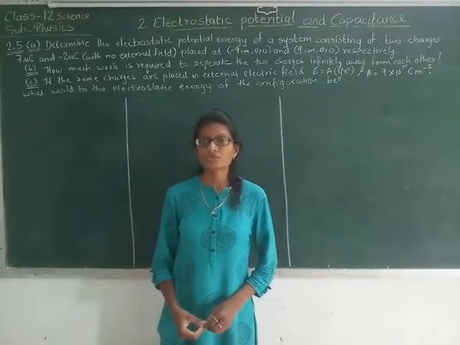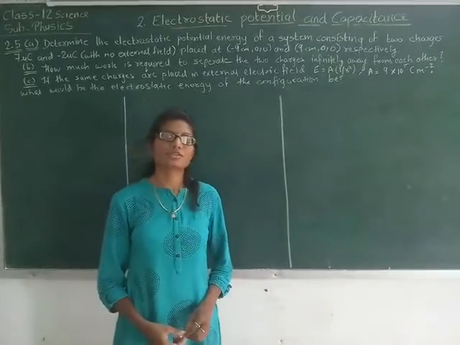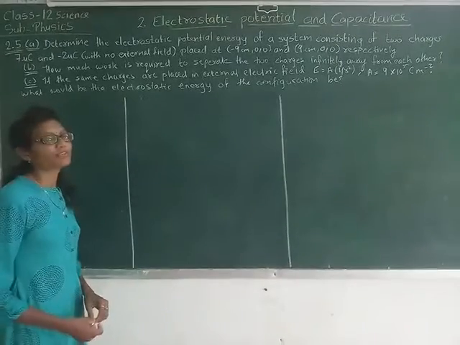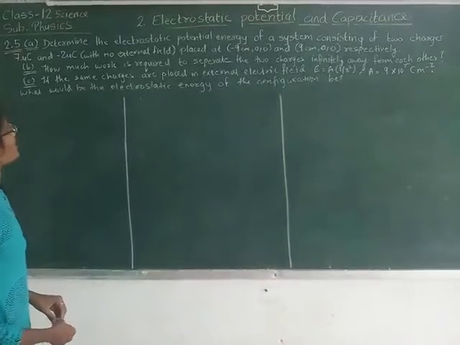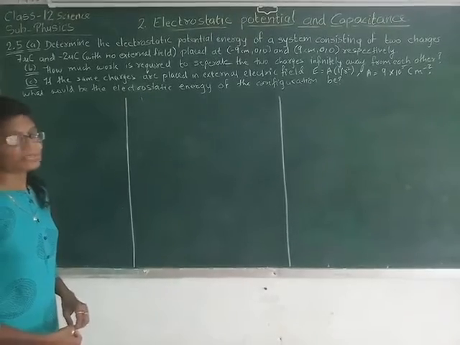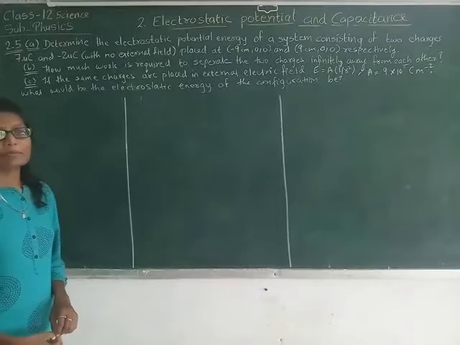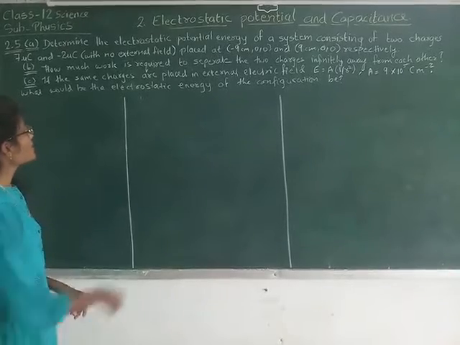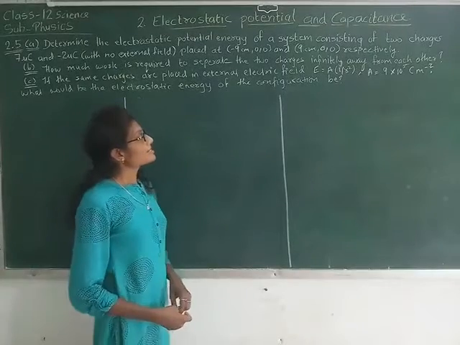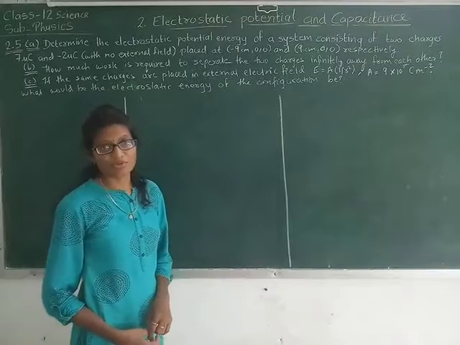In this video we are going to solve a textbook illustration of chapter number 2, that is electrostatic potential and capacitance. So let us see illustration number 2.5. Determine the electrostatic potential energy of a system consisting of two charges 7 microcoulomb and minus 2 microcoulomb with no external field, placed at minus 9 centimeter, 0, 0 and 9 centimeter, 0, 0 respectively.